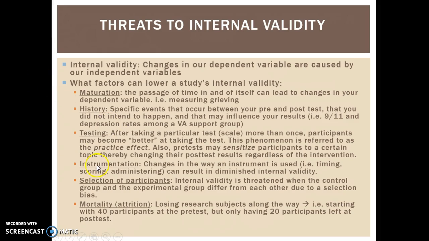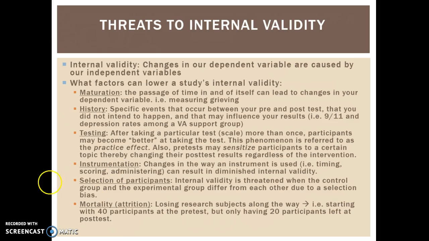The next threat here is instrumentation. So if you have changes in the way your instrument is being used or implemented, that can result in diminished internal validity as well. So for instance, if for the pretest you let them take the survey in a very comfortable setting and they have as much time as they like, but then at the post-test you make them take the post-test in a more institutionalized setting and you only give them 30 minutes to complete it, that can have a huge impact on your results, and therefore it can be a threat to your internal validity.